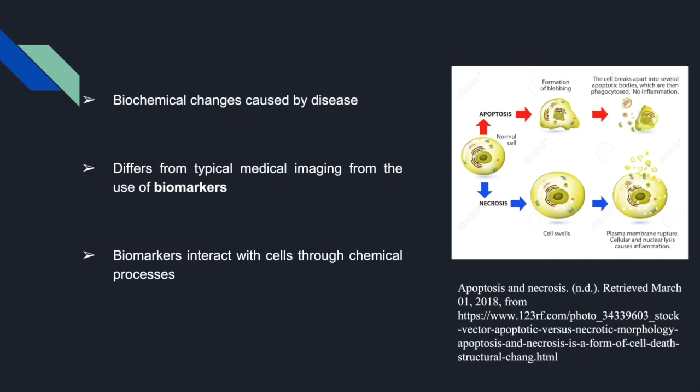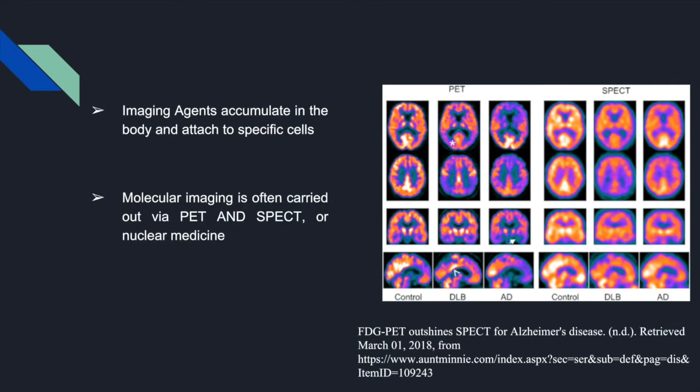In comparison, standard medical imaging might use changes in density, for example, to differentiate between structure. In molecular imaging, imaging agents accumulate in the body and attach to specific cells before being detected and measured. Molecular imaging is also often carried out via modalities such as PET, or positron emission tomography, and SPECT, or single photon emission computed tomography, which are modalities of nuclear medicine.